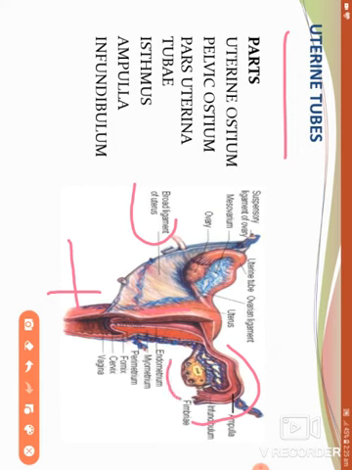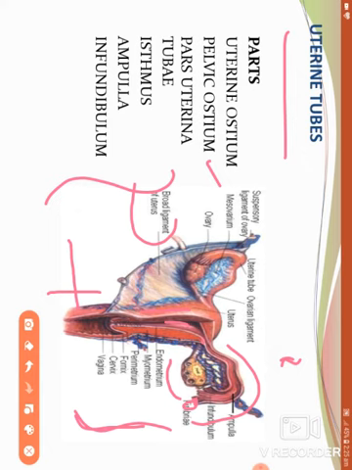See the fallopian tube on the right side. Here there is an opening towards the pelvic cavity, where it communicates with the lesser pelvis. This opening is called the pelvic ostium. Here it starts, then it communicates with the uterine cavity.